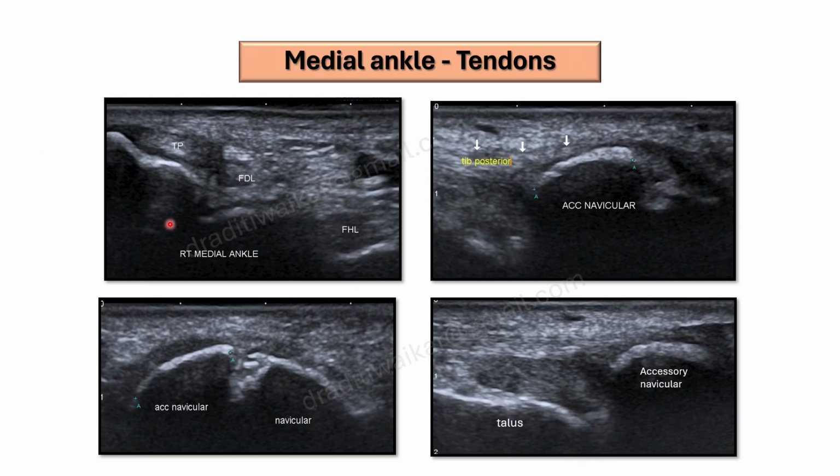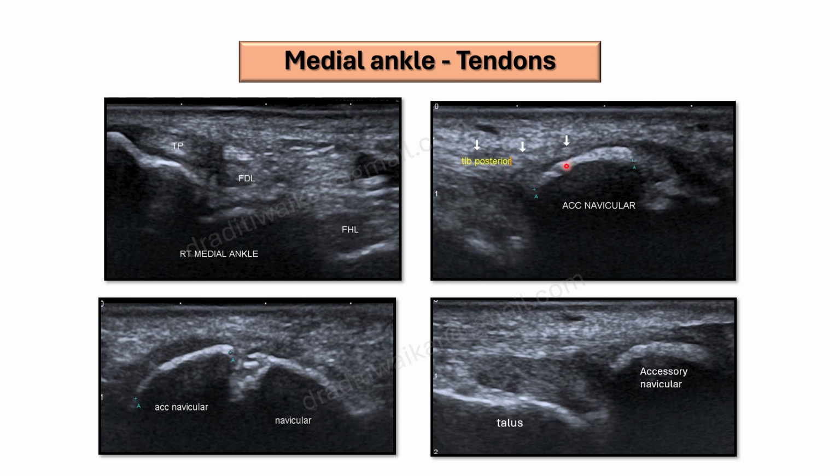These are the high-resolution ultrasound images of the medial compartment. We can see the three tendons, tibialis posterior, flexor digitorum longus and flexor hallucis longus. Sorry for some anisotropy in this region, but otherwise these tendons looked pretty normal.